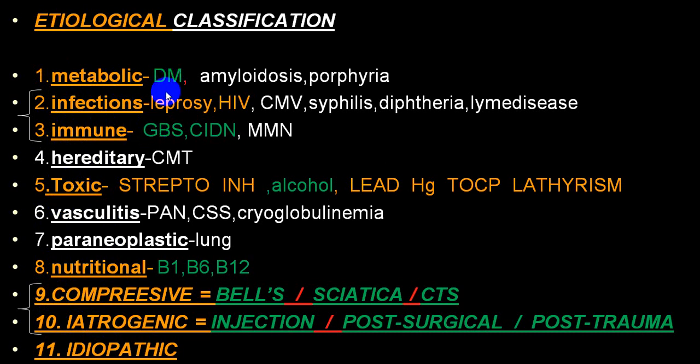Another common which you will come across, which comes slowly, that will be GBS. Then HIV is another common, leprosy, toxic, hereditary is not very common, we call Charcot-Marie-Tooth. Then paraneoplastic, vasculitis. In vasculitis again diabetes and SLE is very common. Nutritional, very frequently B1, B6, B12 deficiency, that is another very common. Compressive neuropathies are common. Iatrogenic are very common. And when we cannot put them into any particular group in spite of all possible investigation, then we put them into idiopathic group.